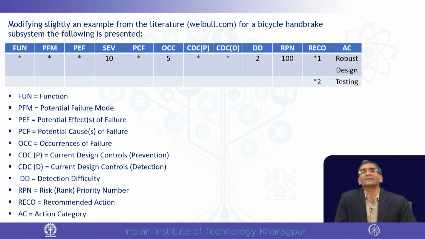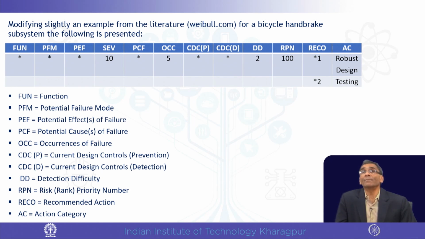So, first let us know that, in a scale of 1 to 10, suppose severity is 10, occurrence in a scale of 1 to 10 is 5, and detection difficulty in a scale of 1 to 10 is 2. We will say how it is done, and then the product of these three is 10 into 5 into 2 is equal to 100.